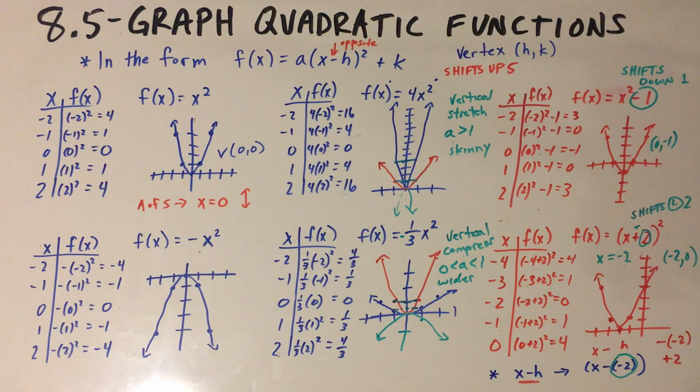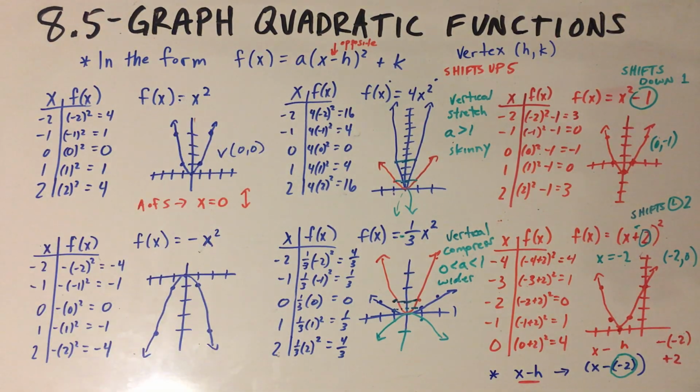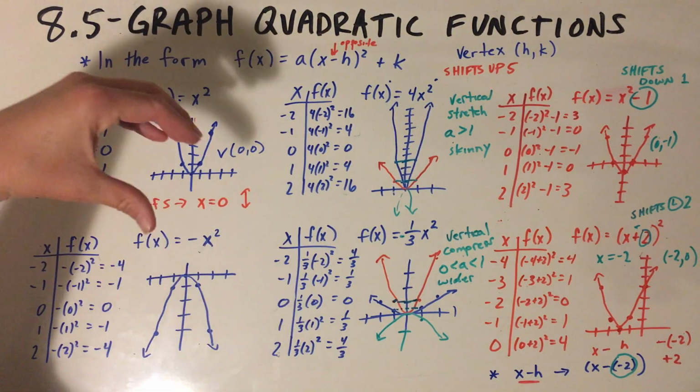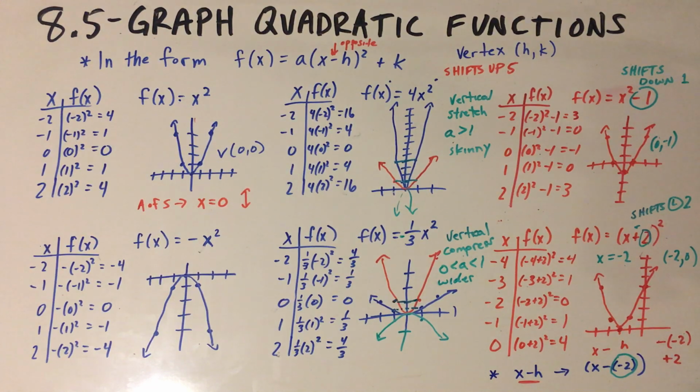All right, so we know what K does. Positive moves it up, negative moves it down. We know that H moves the opposite. If it says X minus 2, then I'm going to move to the right 2. If it says X plus 5, then I'm going to move to the left 5. And A determines whether it opens upward or downward. Upward if it's positive, downward if it's negative. And if the coefficient is greater than 1, then it's going to stretch it out. And if it's between 0 and 1, it's going to compress that graph.